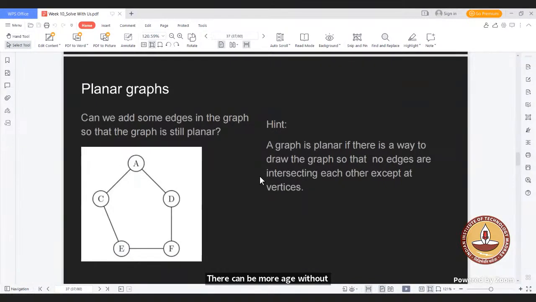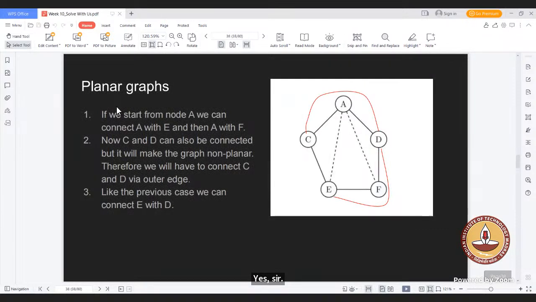Okay, so now we'll come to the planar graph. Planar graph means, can we add some more edges to the graph so that the graph is still planar? A planar graph basically means we can draw the graph without intersecting the edges. So is it possible? Can we add more edges so that this graph is still planar? Yes, sir, we can. C to D and C to F also we can draw, right? And it need not be an inner edge. The edge can go outside also. Even this CD is an edge.